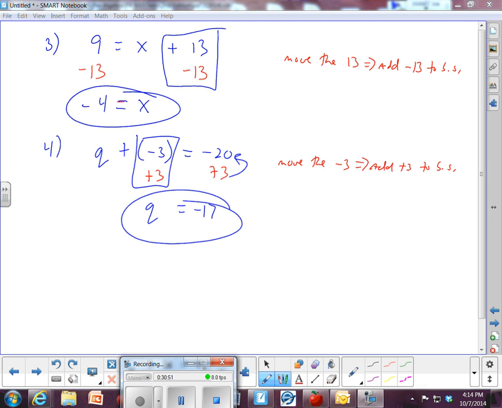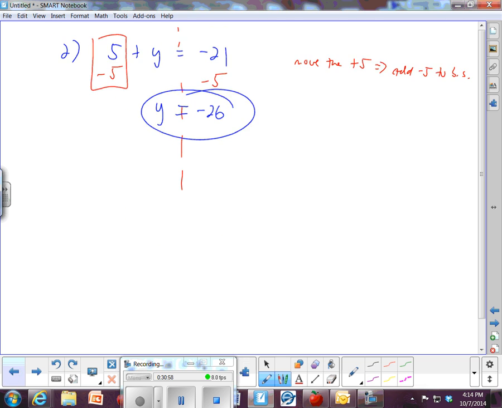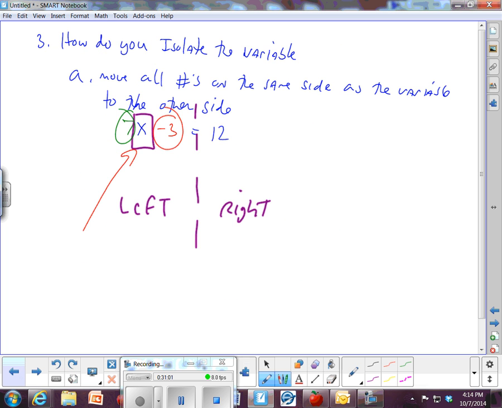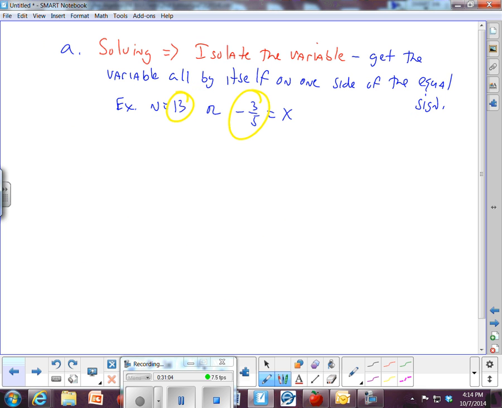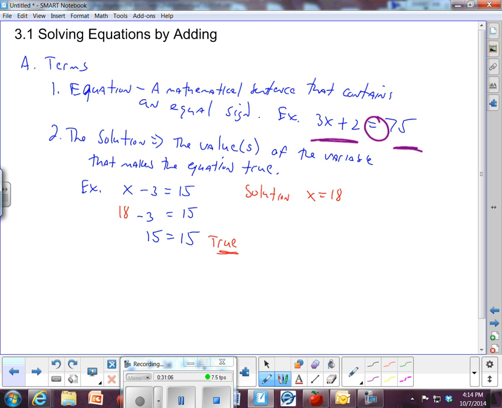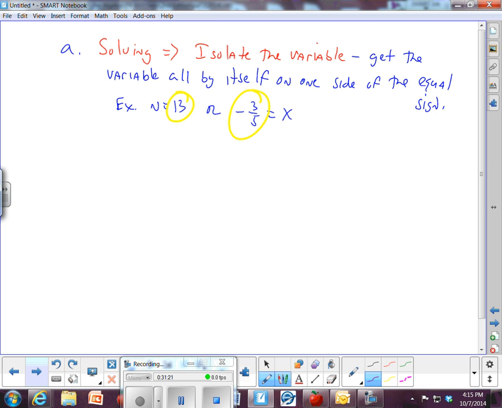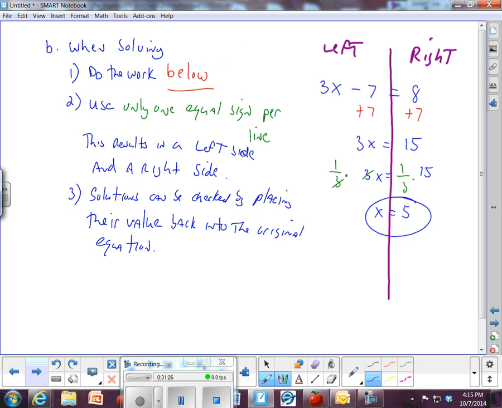And so we're simply solving equations by isolating the variable, right? What does that mean? Get the variable all by itself on one side of the equal sign. Let me refresh your memory real quickly before we finish up. What does it mean to solve an equation? We're trying to find the value of the variable that makes the equation true, right? That's what we're doing. What are some things we want to do in solving? We want to isolate the variable, get it all by itself on one side of the equal sign.